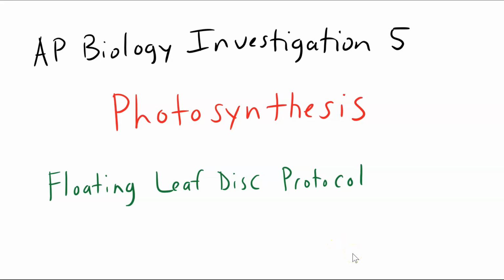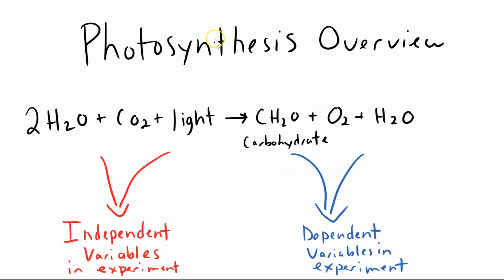Hi everyone, this is a virtual lab for AP Biology Investigation 5, which covers photosynthesis and uses the floating leaf disc protocols to encourage students to explore photosynthesis in the lab. So the photosynthesis overview shown here, reactants to the left, water, carbon dioxide, and light are required in this series of reactions, and the products are carbohydrates, oxygen, and water.